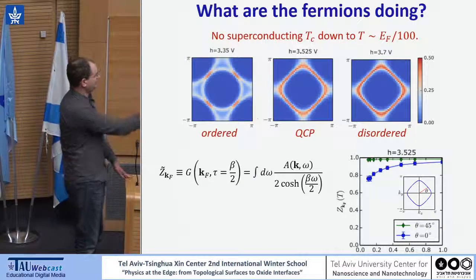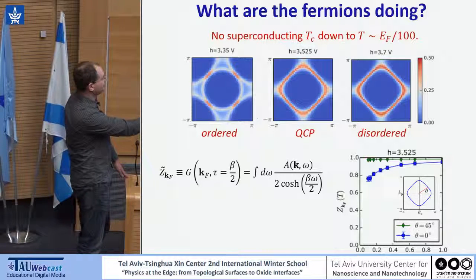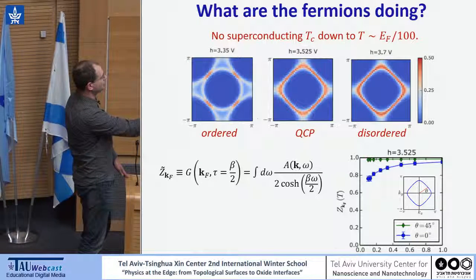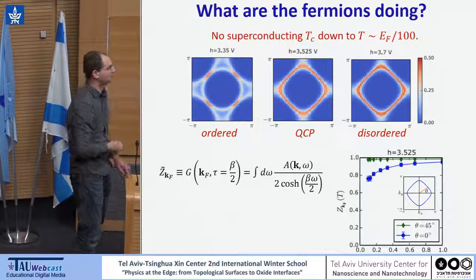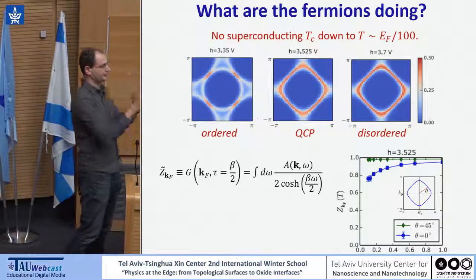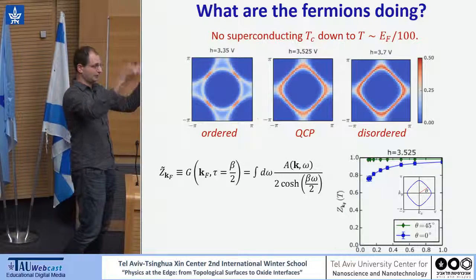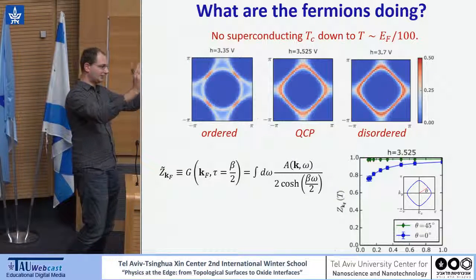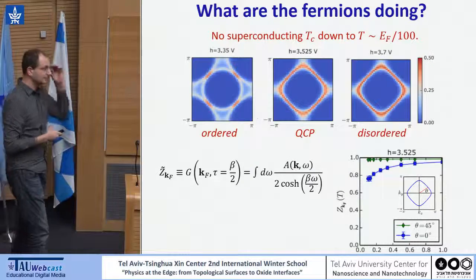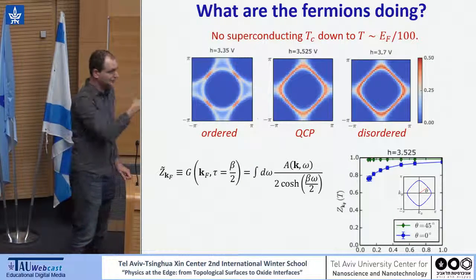Right, so this is an identity. What we actually compute is the Green's function at an imaginary time displacement of beta over 2. That can be shown to be equal to an integral over real frequency of the spectral function divided by cosh of beta omega over 2. So it's basically an integral over the spectral function from frequency zero to a scale of the order of the temperature. If you go to a very low temperature, in a Fermi liquid you get the quasi-particle weight, if you take beta to infinity. Yes, right. So in the limit, it should go to the quasi-particle weight.